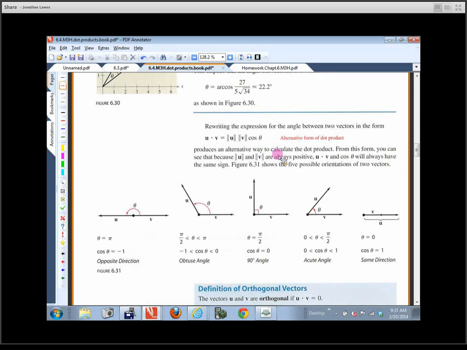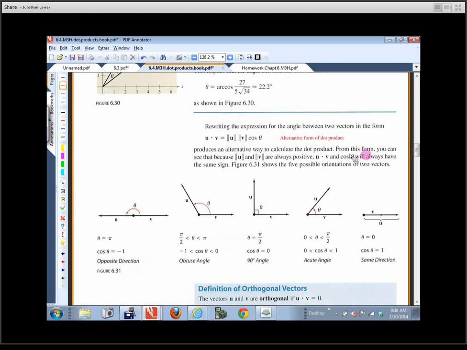All right. So let's take a look at this one right here. It says, rewriting the expression for the angle between two vectors in this form provides an alternate way of calculating the dot product. So instead of having the cosine of the angle be the dot product over the product of the magnitudes, if you multiplied both sides of that equation by the product of the magnitudes, it would cancel off the denominator, and it would have the product of the magnitude of u times the magnitude of v in front of cosine theta. Is that okay? Just rearranging the formula, right?